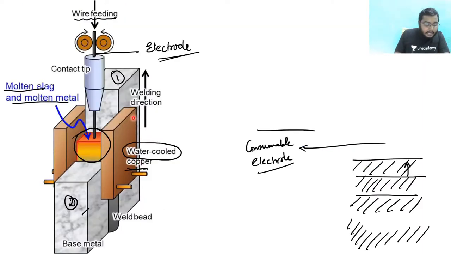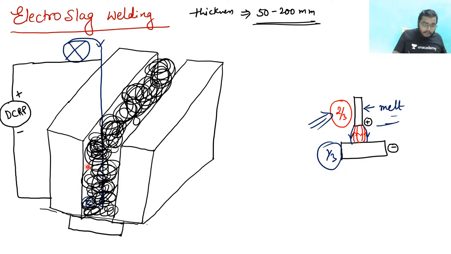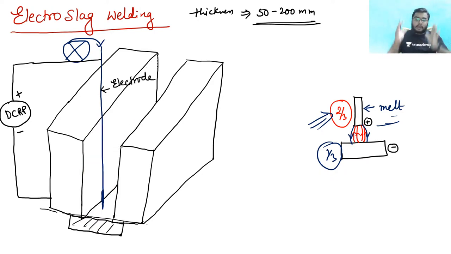The shoes are there, and this copper shoe is water cooled. Fine, there is a wire feed, and from this wire feed you are giving the consumable wire, and this consumable wire is held by the contact tip. Clear? So this is the contact tip, and from here you are giving the consumable wire. Now see what I have told you. See what I have short circuited. Once you have short circuited it, after that the arc will form.